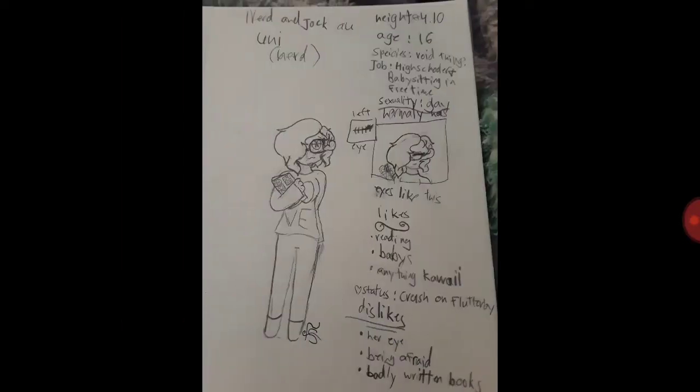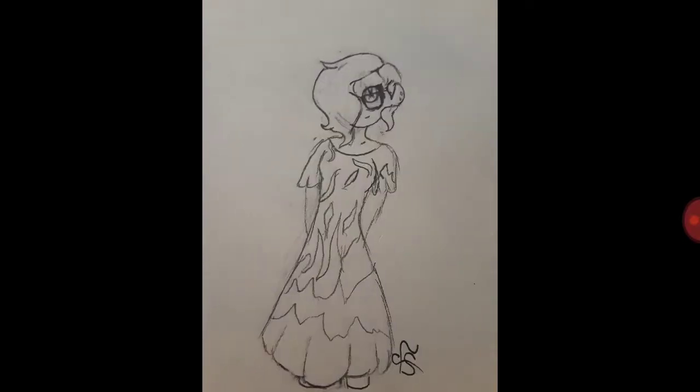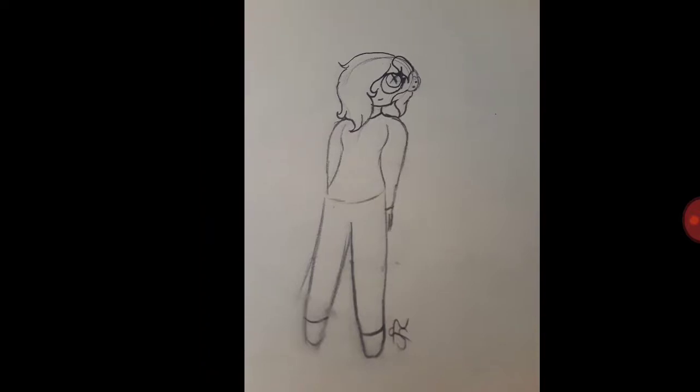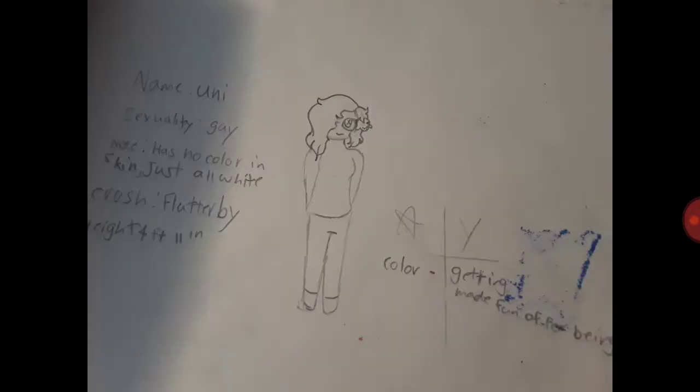But the reason why most of the pictures that you see of her don't have any color is that I couldn't think of what her colors would actually be. And that's where the idea of her being a void creature came from. This is sketchbook number 10. And I made her a void creature, which makes it so that she has no color or pigment in her skin at all. It's just completely white.